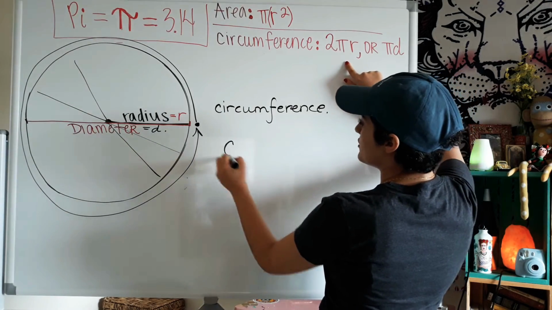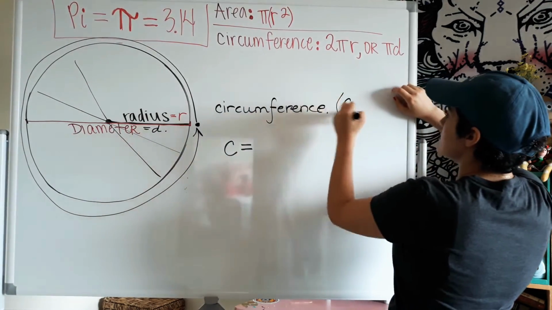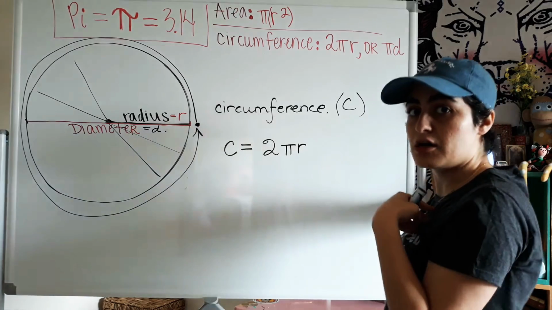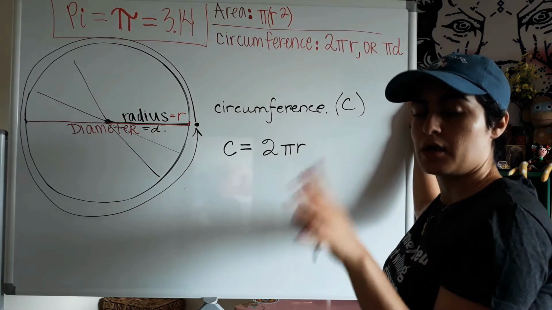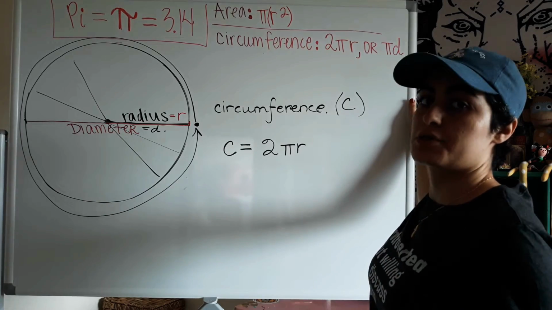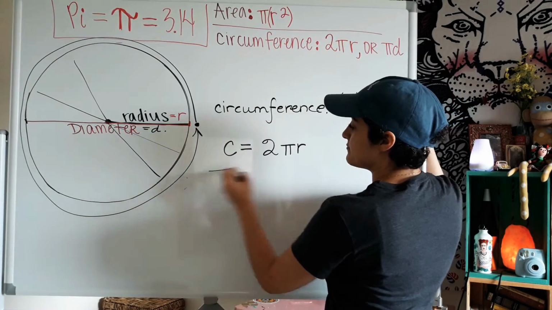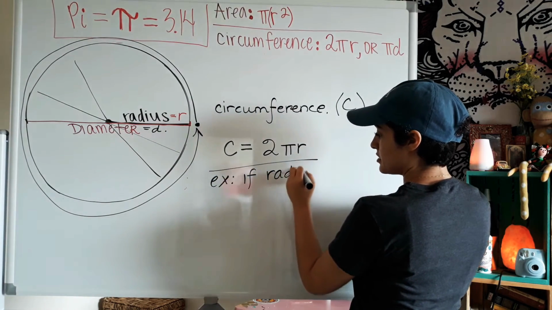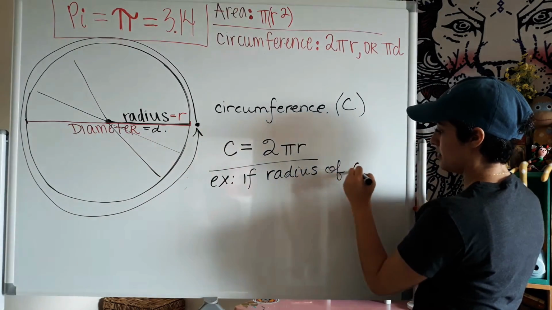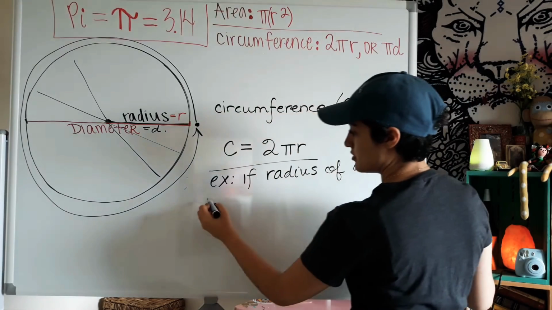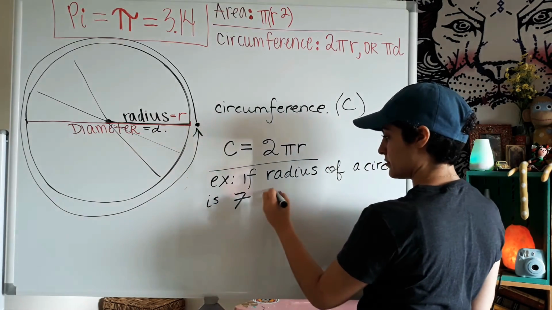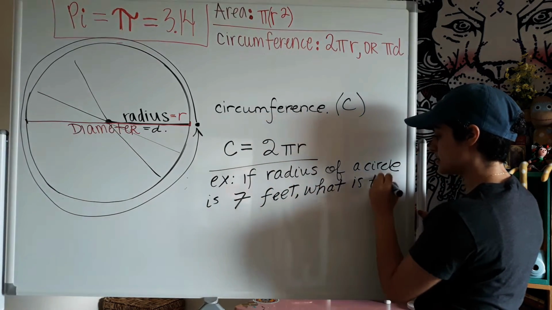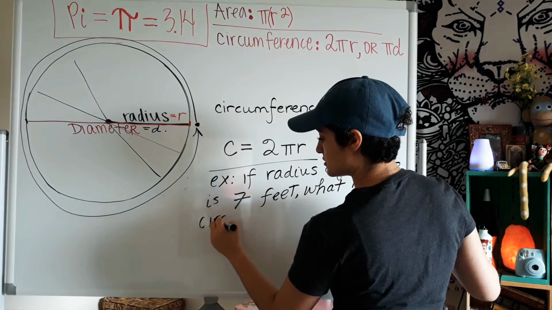So here it is again. The circumference, which is just c, is 2 pi r. If I know the radius of a circle, I can figure out its circumference. If I know the diameter of the circle, I can also figure out its circumference. So for example, if the radius of a circle is 7 feet, what is the circumference?